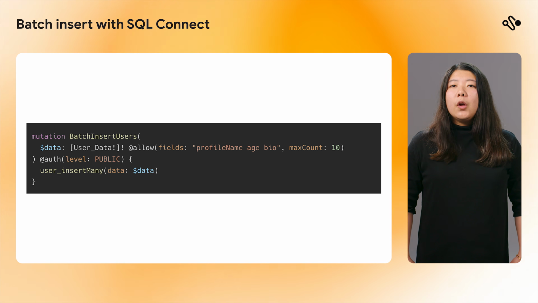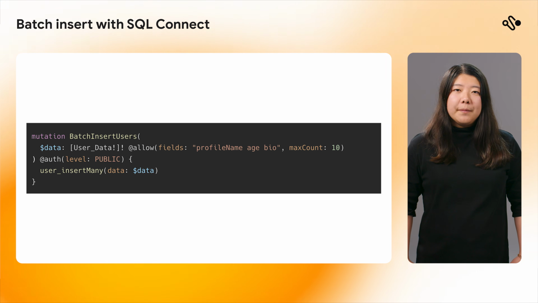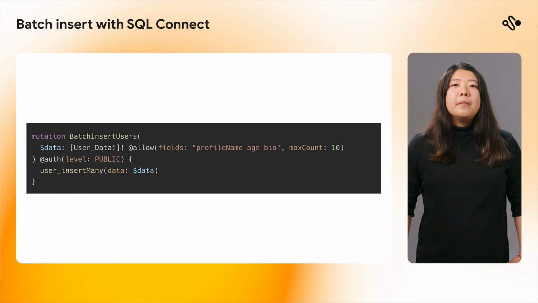For example, you can allow a user to update their profile name, but strictly prevent them from altering administrative columns. You can also use the allow directive to set a max count, which limits the maximum number of items allowed in a single batch request to prevent bad actors from overwhelming your database.